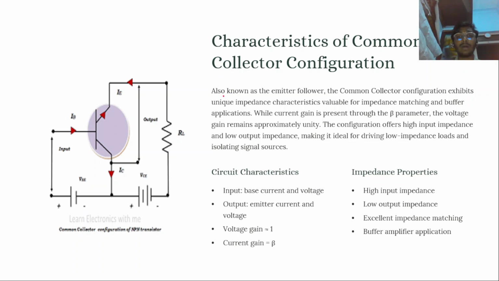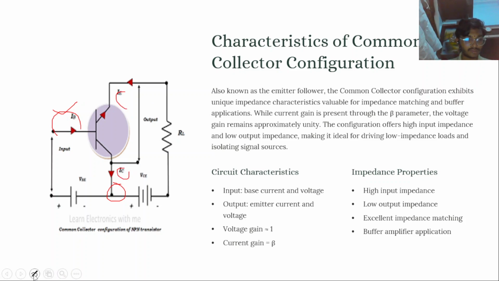Now let us see the common collector configuration, also known as the CC configuration or emitter follower. See the diagram of the common collector configuration. Here the collector is common, which is connected to the ground, and we can observe the base, the emitter, and the collector.